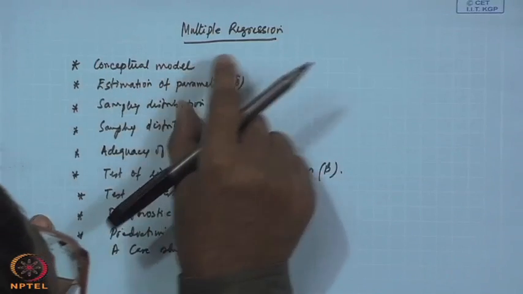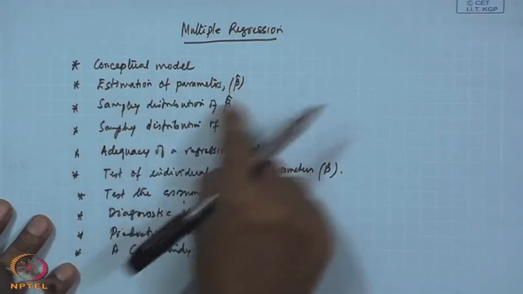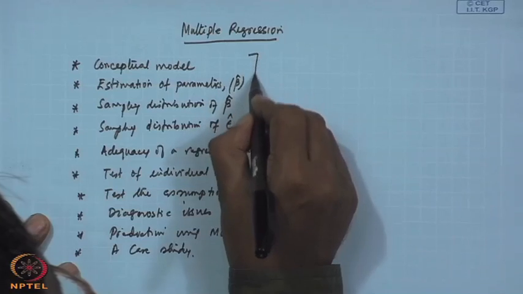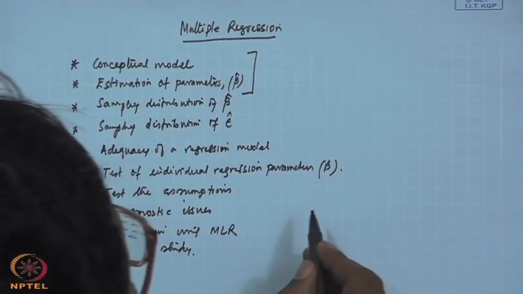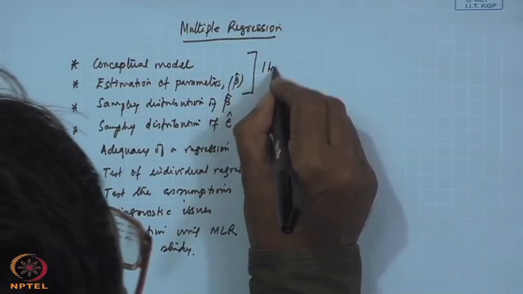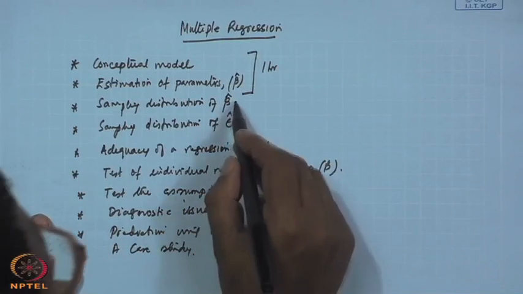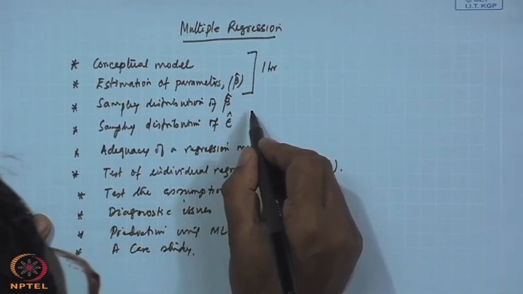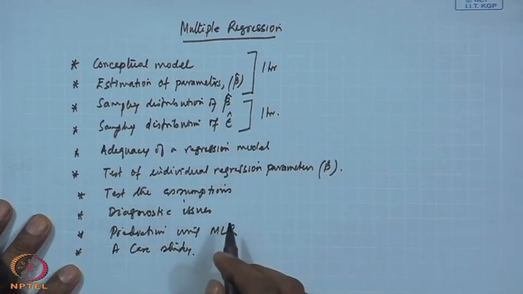So, we will go by the first the model, then estimation of parameters, sampling distribution. I think today we will be able to cover this one, conceptual model and estimation of parameters. I think this is for 1 hour. Then sampling distribution of that beta estimates and sampling distribution of error estimate. I think 1 more hour is required there.